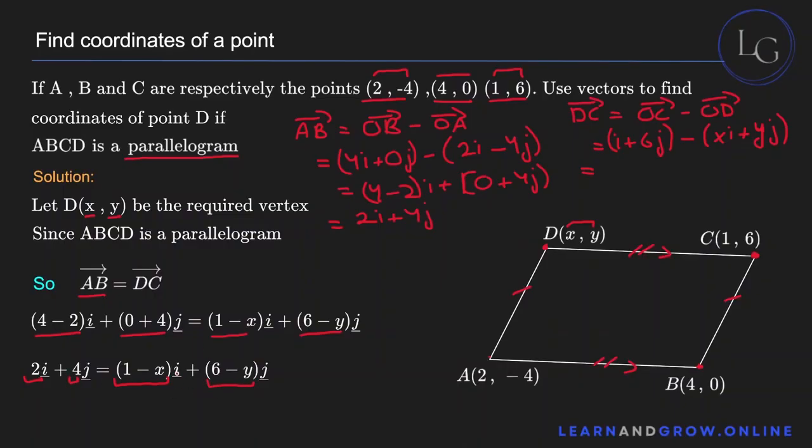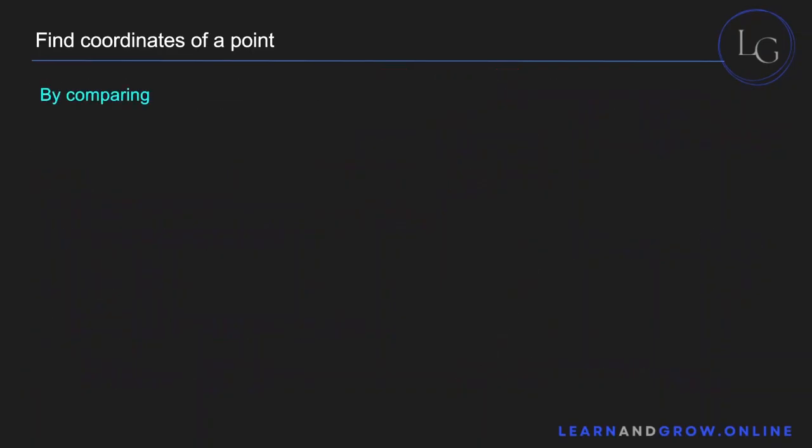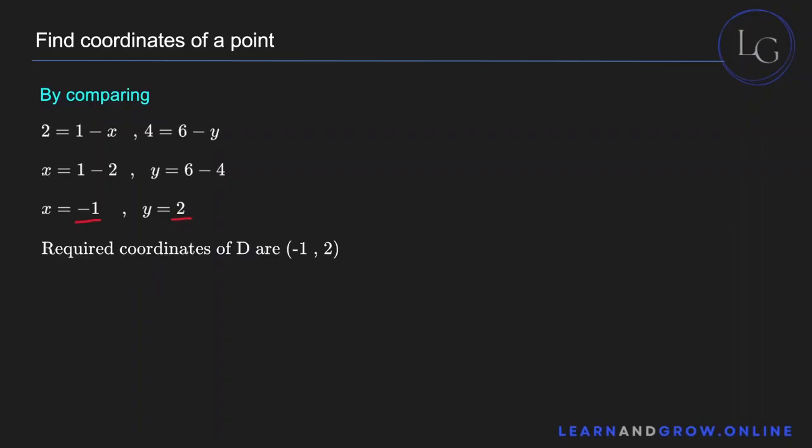Because you treat the values of i and j completely separately, because one is on the x-axis, the i, and one is on the y-axis, the j values, right? So once you equate them, this is what you get. Now you can solve them. So x is equal to 1 minus 2, which is equal to minus 1, and y is equal to 6 minus 4, which is 2. So the coordinates of C are minus 1 and 2. Sorry, the coordinates of D. We need to find the coordinates D, so they are minus 1, 2.